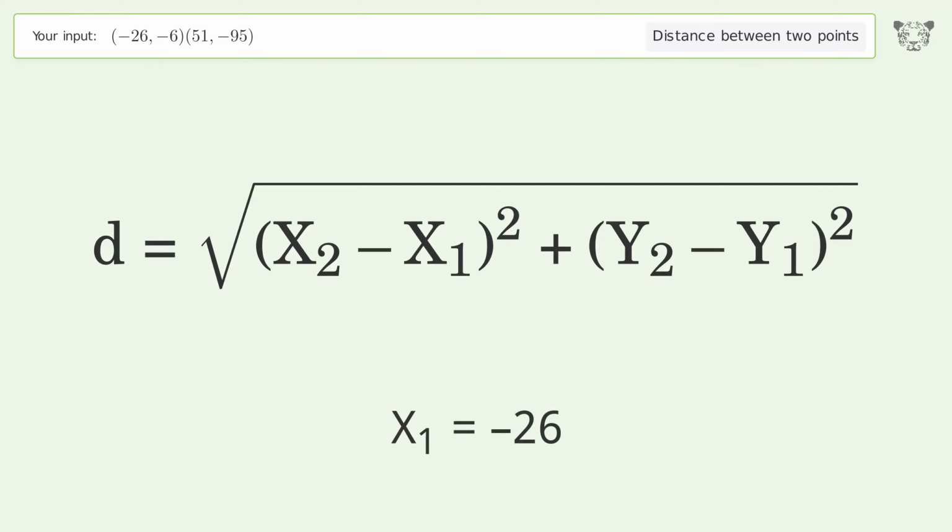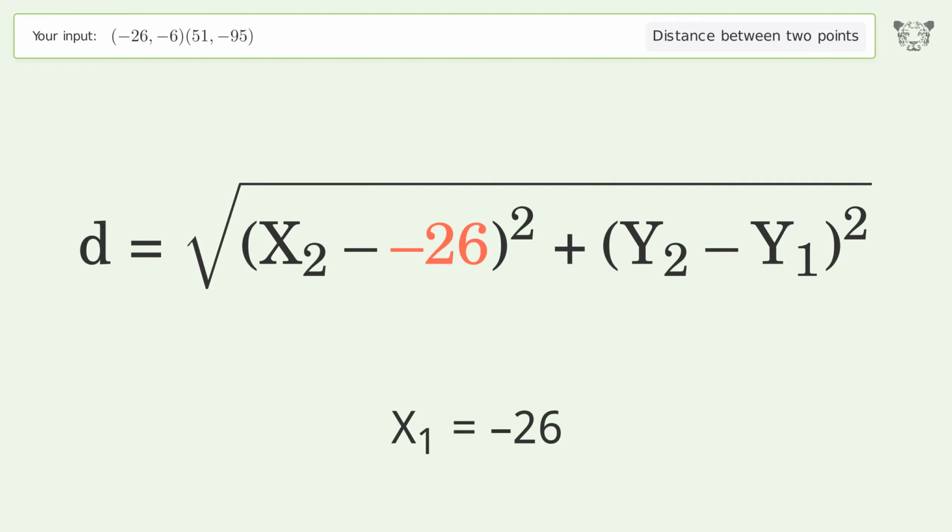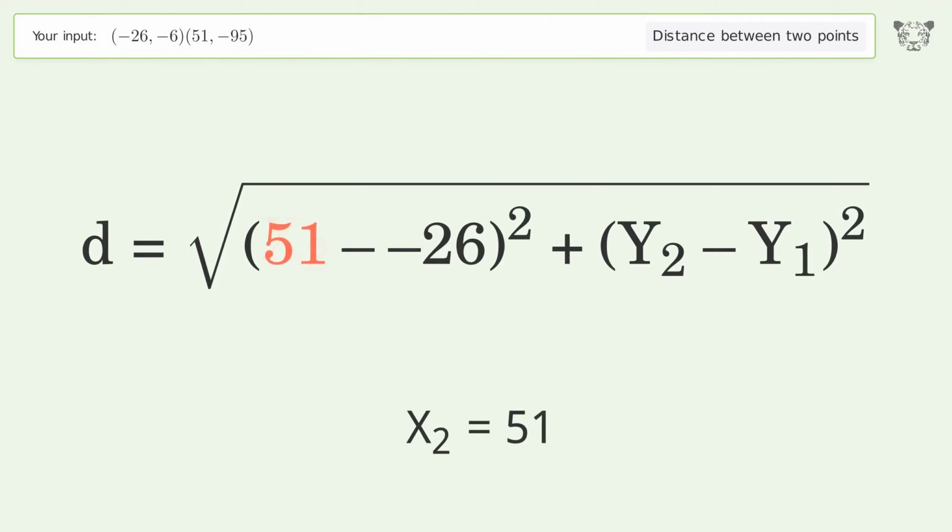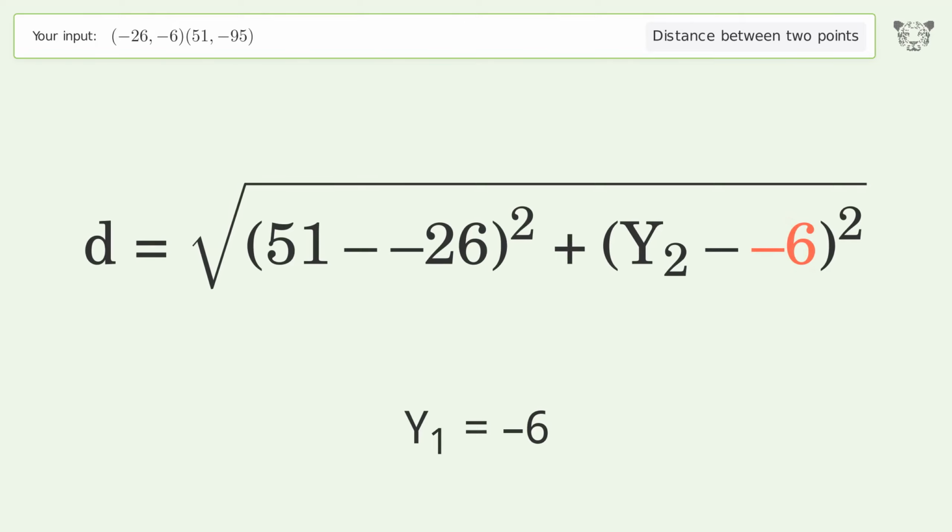x1 equals -26. x2 equals 51. y1 equals -6. y2 equals -95.